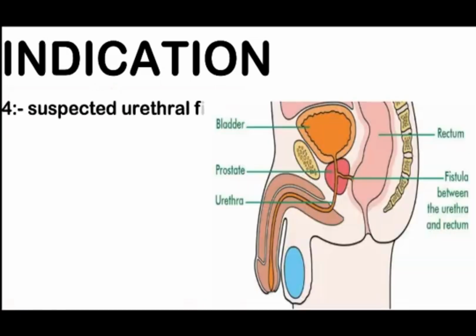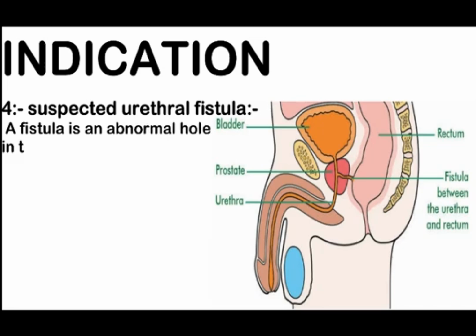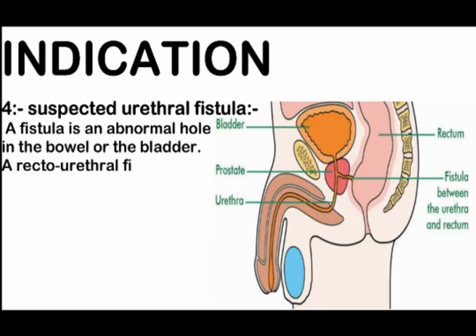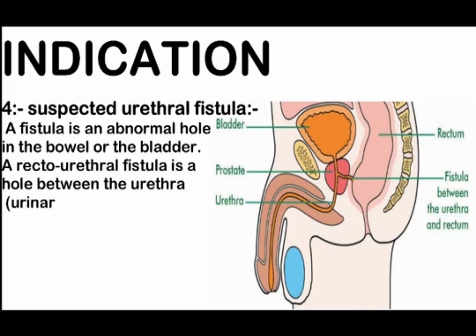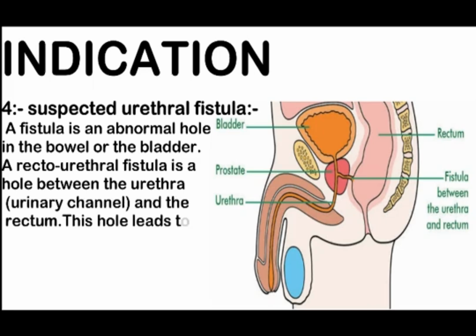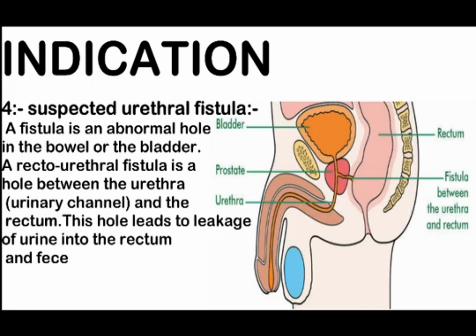Fourth is suspected urethral fistula. A fistula is an abnormal hole in the bowel or the bladder. A rectourethral fistula is a hole between the urethra, the urinary channel, and the rectum. This hole leads to leakage of urine into the rectum and feces traveling into the bladder.